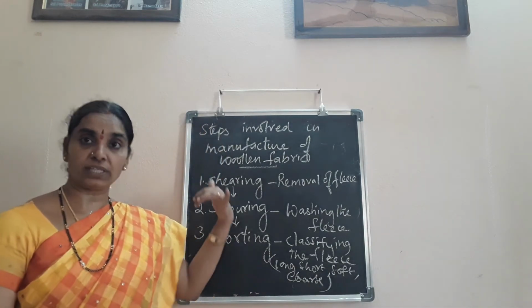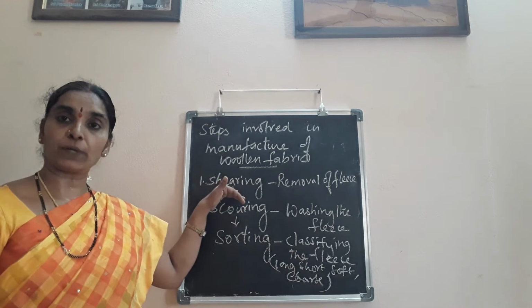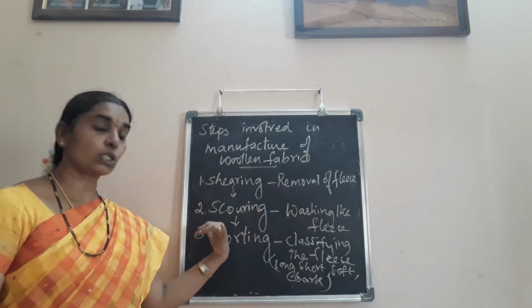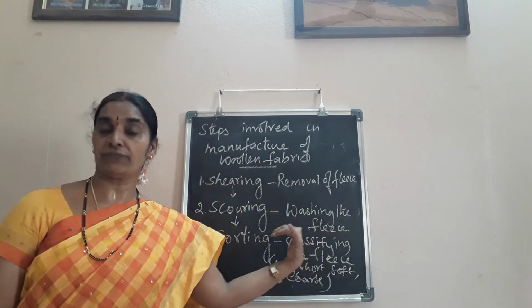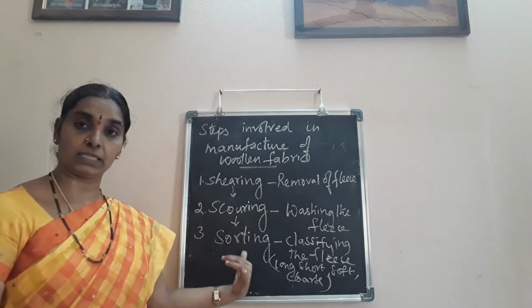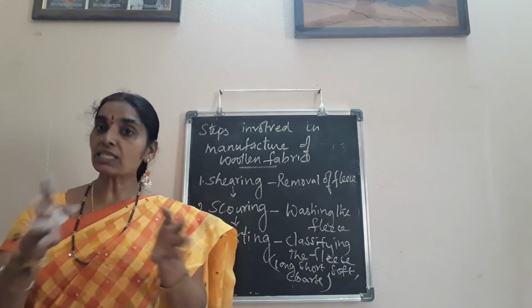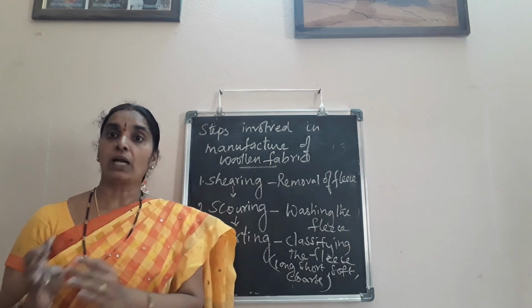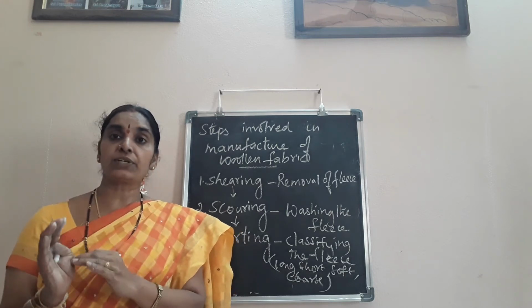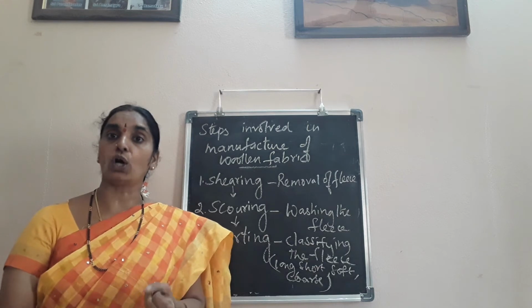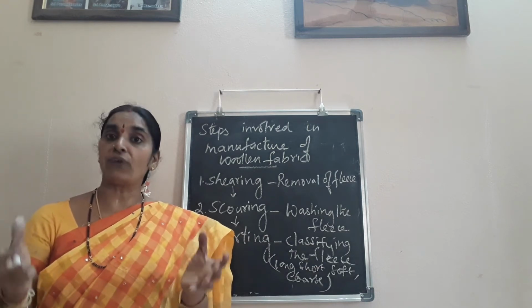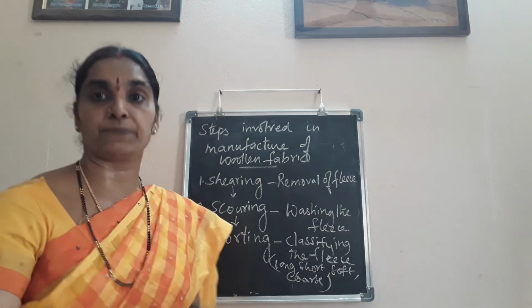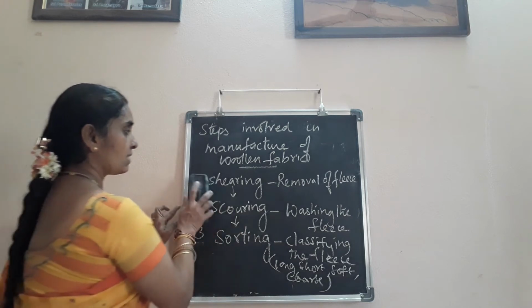I think you have understood the first three steps. The shearing process, removal of the fleece. The scoring process, washing the fleece with chemical water or chemical solution. Sorting, classifying the obtained wool into different groups, considering long, short, soft, coarse, fine, smooth, and different types. We will classify them.